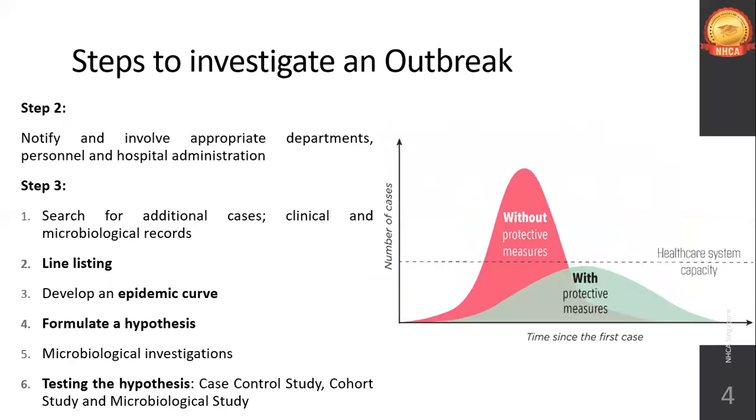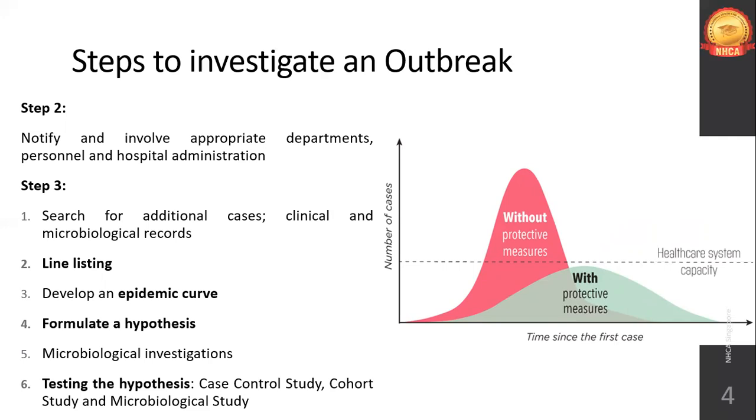Now, next is steps to investigate an outbreak. Notify and involve appropriate departments, personnel, and hospital administration. Some extensions of the health ministries will be there at local government level, so they have to be notified if an outbreak is going on. District hospitals have to be notified. These are the key areas, departments and personnel: the local collector, the regional health minister, health officers, they have to be notified.